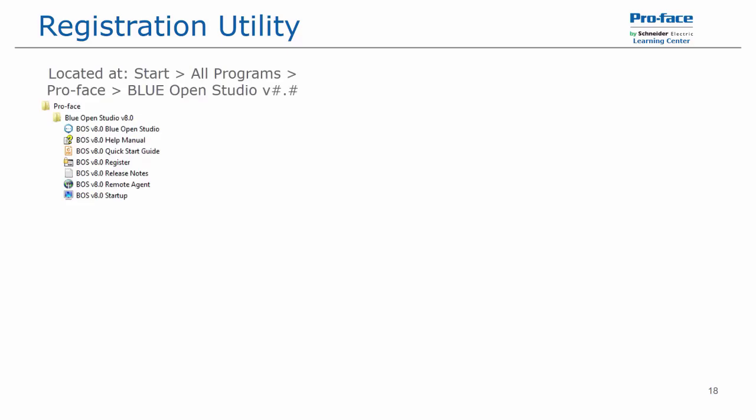Now, before we license the software, we'll quickly walk through the steps necessary. The first thing we need to do is open the registration utility, which is typically located in the Start menu under All Programs. You go to ProFace, then Blue Open Studio, and then it is the BOS, then the version number, register.